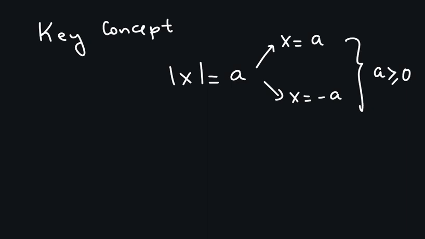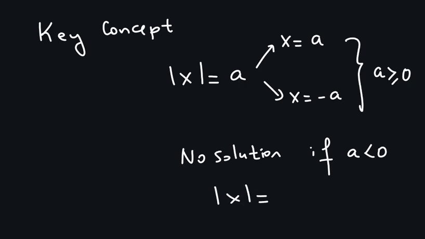Another concept that I would like to say: there is no solution if a is less than 0, which means we don't have something like absolute value of x equals negative a, for example. That's not possible. So let's do some examples to increase our understanding.